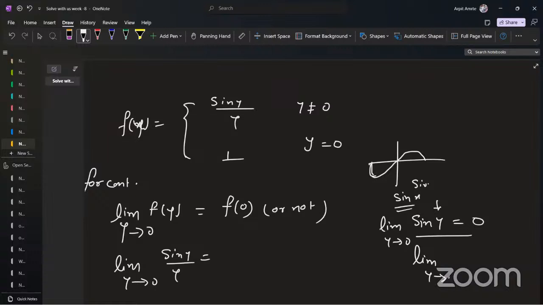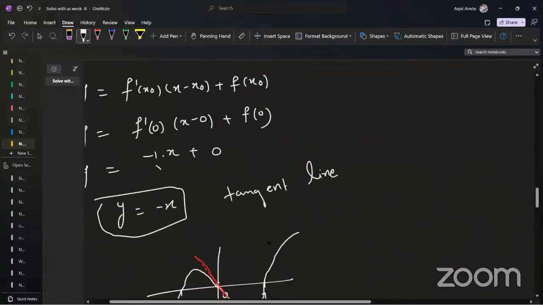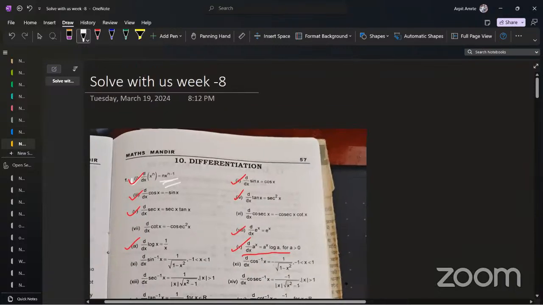Similarly, the limit as y goes to 0 of y is 0, right? So it's a 0 by 0 form. You can apply L'Hospital here. After applying L'Hospital, we get cos x by 1. It will be the derivative of the numerator function and the derivative of the denominator function. What will be the derivative of the numerator function? We need to see the derivative of sin x. It will be cos x.